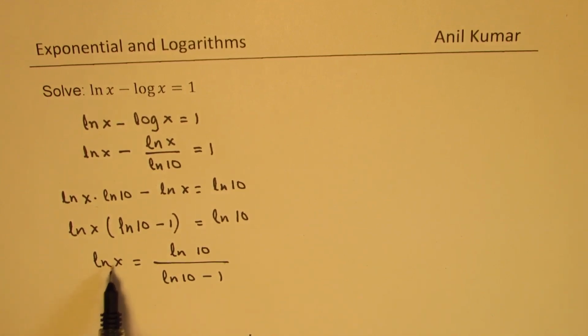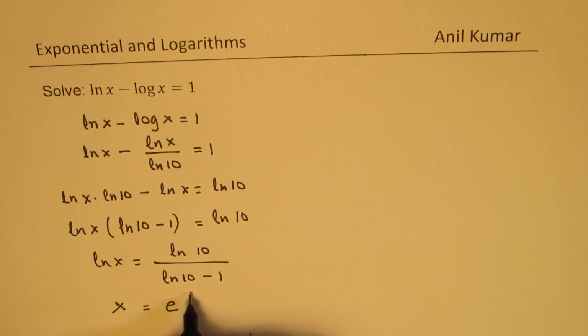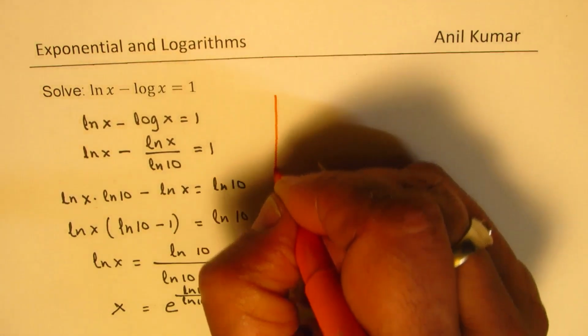And from here, ln is to the base e. So we get x equals e to the power of all this, right? x equals e to the power of ln 10 over (ln 10 minus 1), correct? So that is how you could actually solve this question.